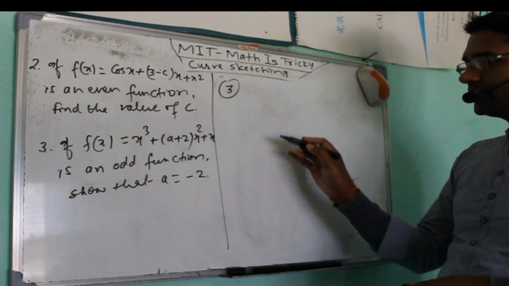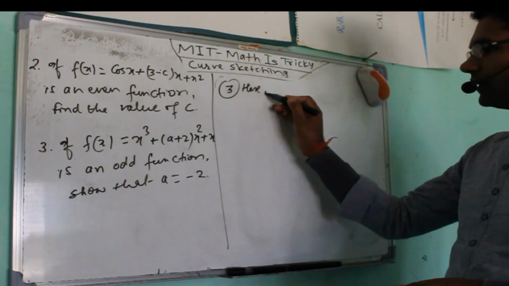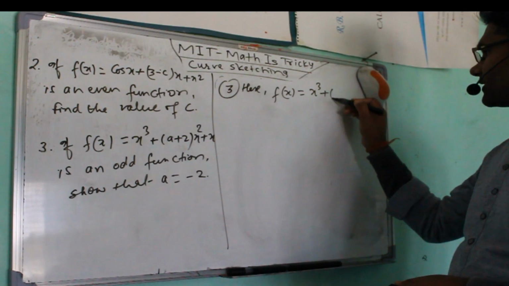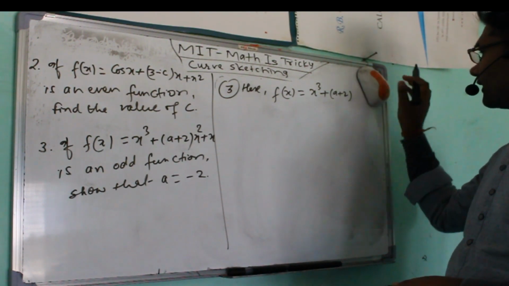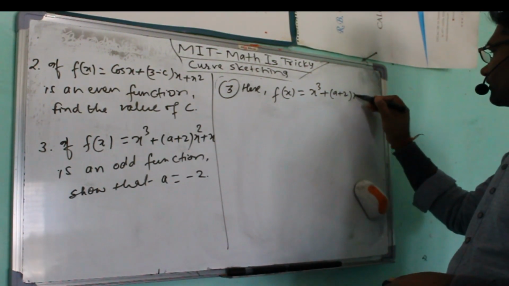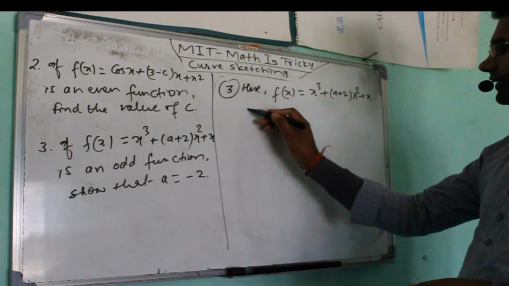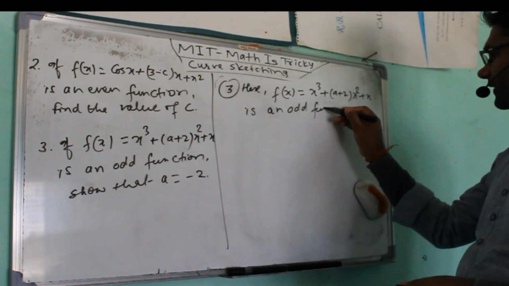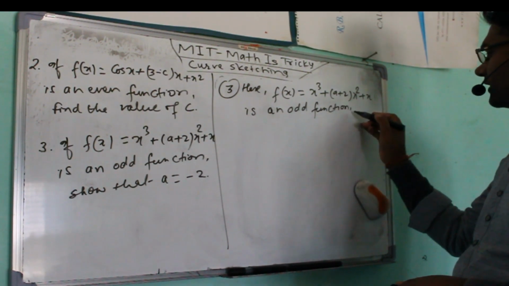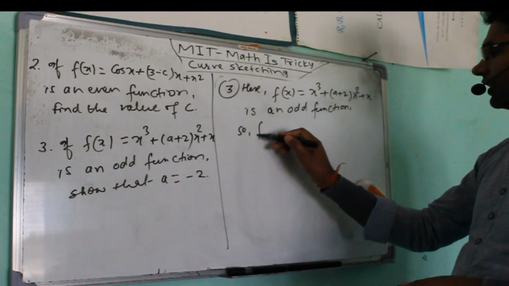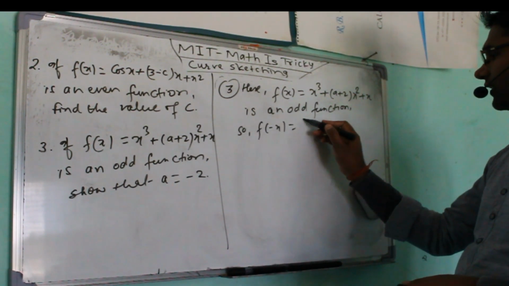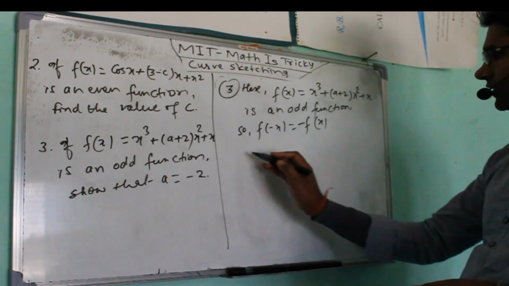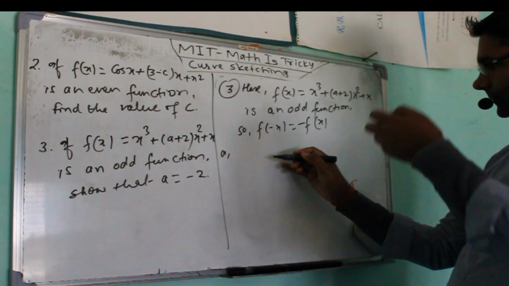Number 3 is here. Here we are given f(x) = x³ + (a + 2)x² + x is an odd function. So how can we solve this? We can write f(−x) must be −f(x), isn't it? This is our definition. So let's use this and get the answer.